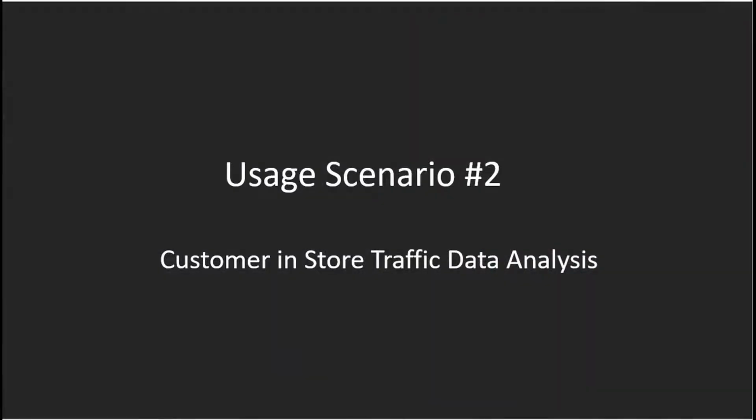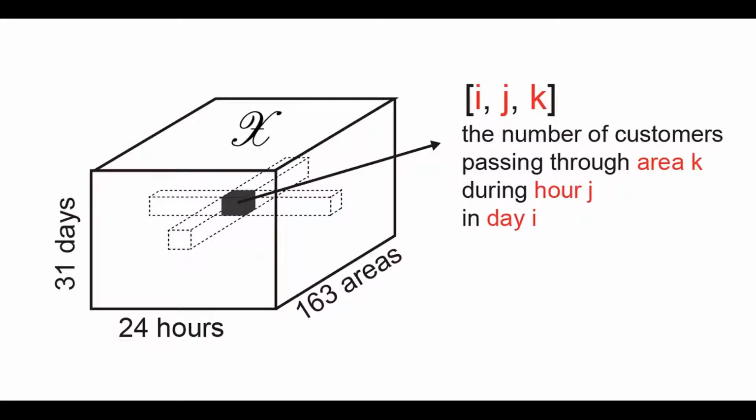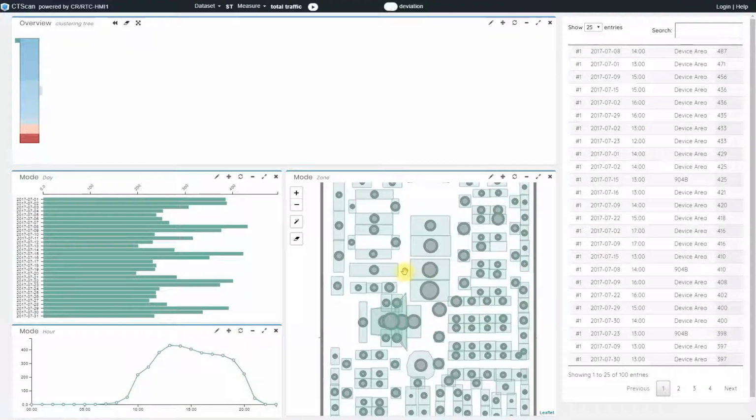The second usage scenario analyzes customer traffic in a brick-and-mortar department store. The dataset is modeled as a 3-way tensor with 2 temporal dimensions. Analyzing the data can reveal insights for better management of store hours, store layout, staff capacity, and etc. The system recommends splitting the days into 4 groups in the beginning by using the optics clustering algorithm.